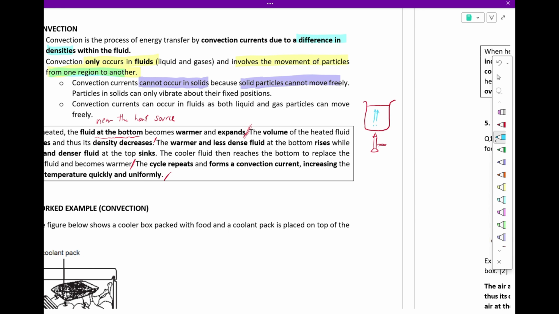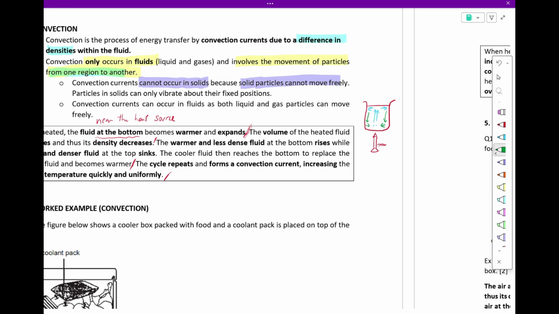and expands. Volume increase, density decrease, and what happened? You rise up to the top, and once you reach the top, what happened? You can only move to the sides. So what happened to the cold water? The cold water actually will be displaced downwards, and they will actually move to the side.